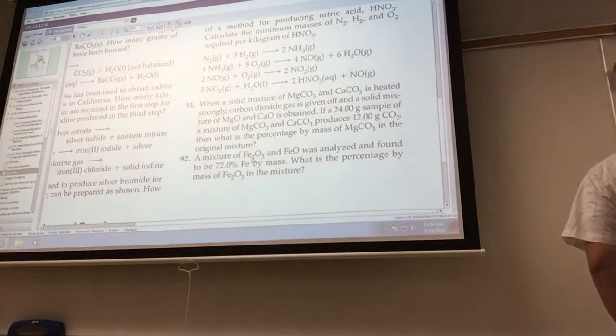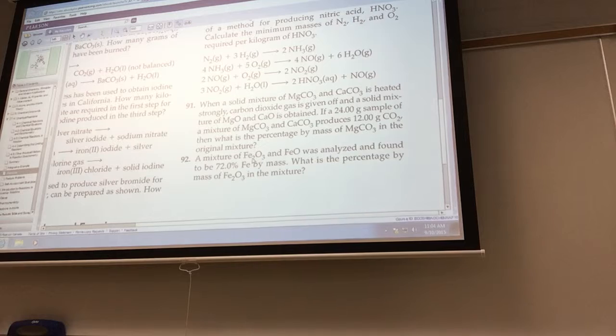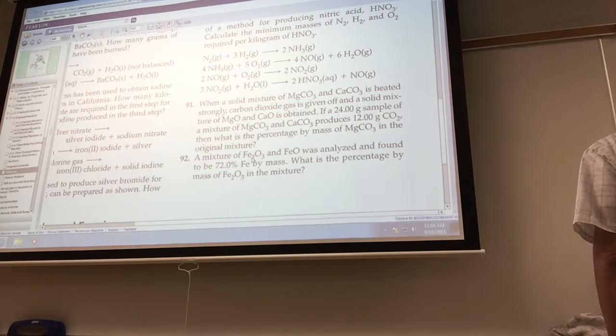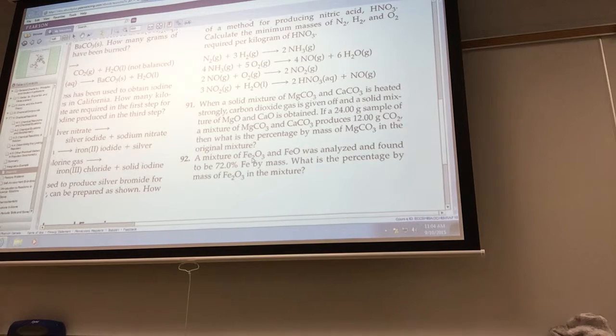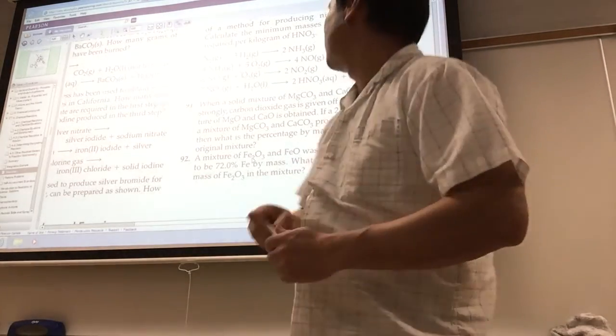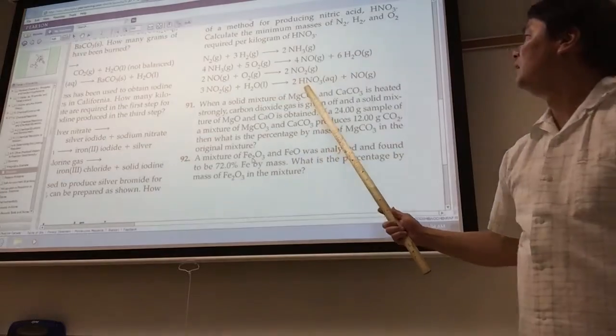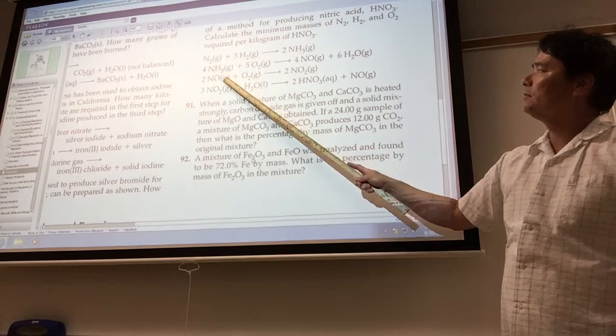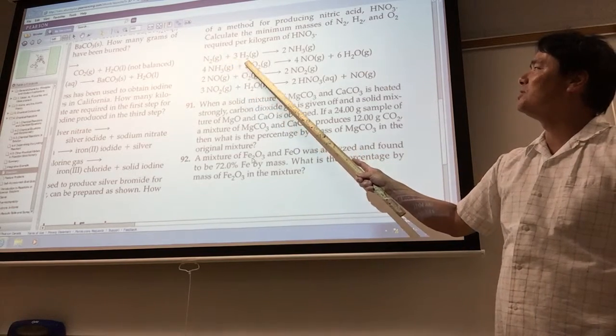Some of these are going to be consecutive and simultaneous reactions. Two different categories. Consecutive reactions will just happen one after the other. And so in the synthesis of nitric acid here, this is a 4-step synthesis. The first step of the synthesis is nitrogen with hydrogen.